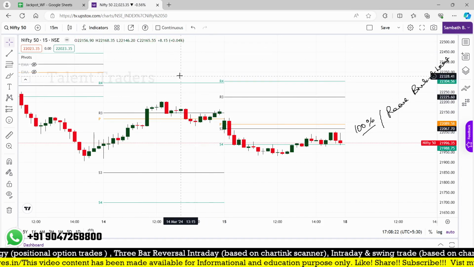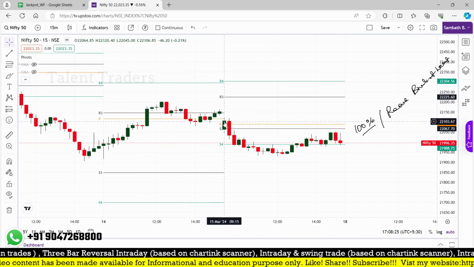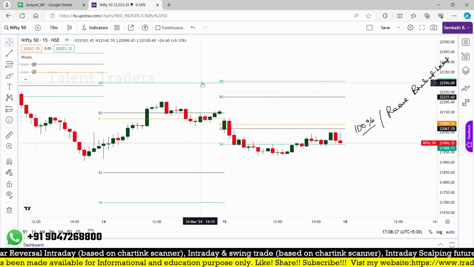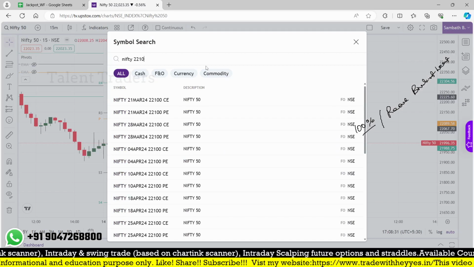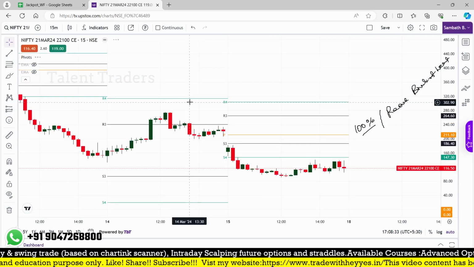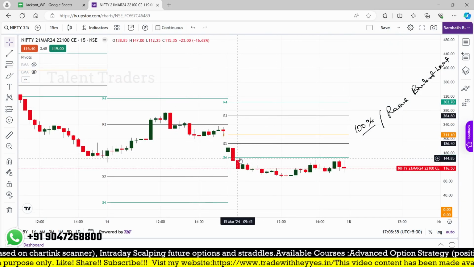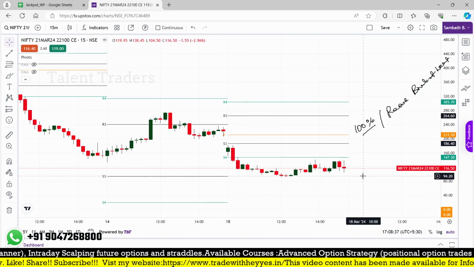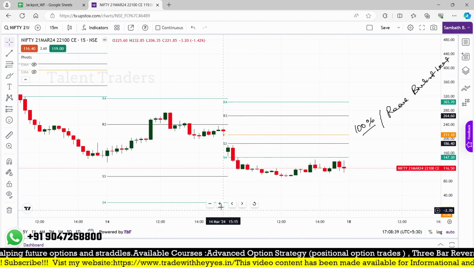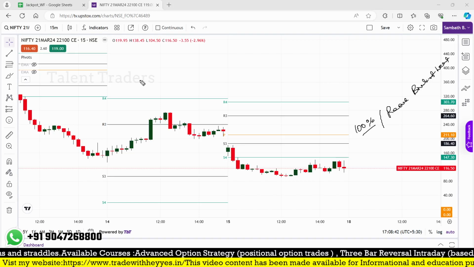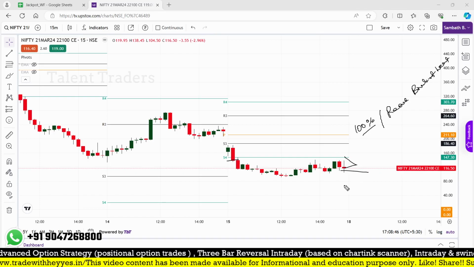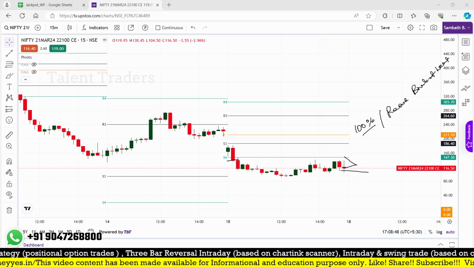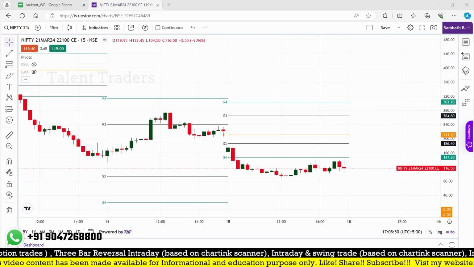Okay, so let me check an assumption. How do we select the strike price? 22,100 is the nearest strike price. So for Nifty 22,100, I will check the call option. Here the call option broke the S4 level and went lower, so we are not going for a selling opportunity. It broke somewhere around 147 and closed near 116, about 30 points down from that breakdown level.